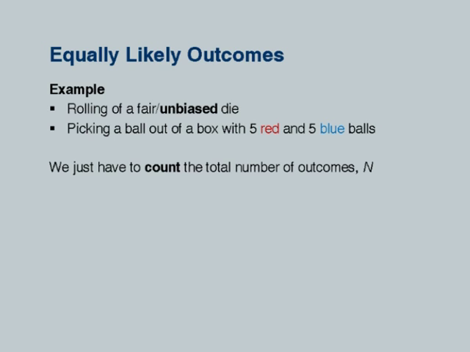The second example is picking of a ball out of a box with 5 red and 5 blue balls. Again, this is an experiment, you do not know what is there inside the box. You pick out a ball, check its color, and what is the event? Whether it is a red or a blue one is equally likely, because of the number of red balls and blue balls in that box. The basic thing that I want to emphasize is that for sample spaces with equally likely outcomes, the primary thing that we need to do is to count the total number of outcomes. That's n. If we know n, we know that the probability of each outcome is nothing but 1 over n.